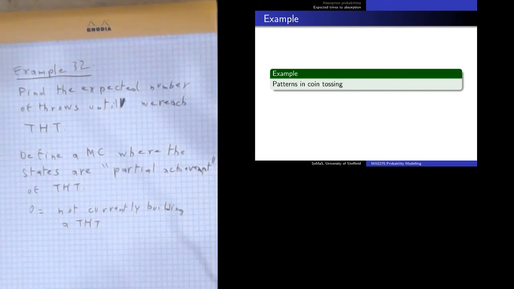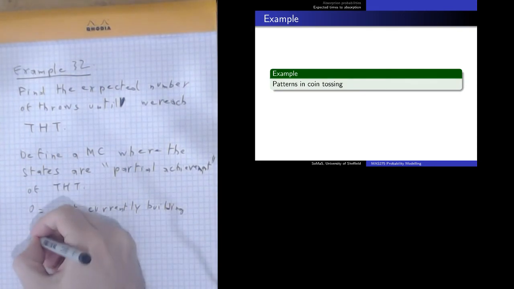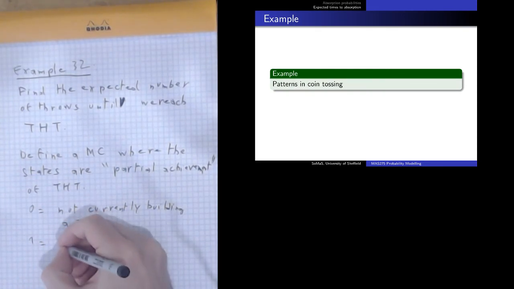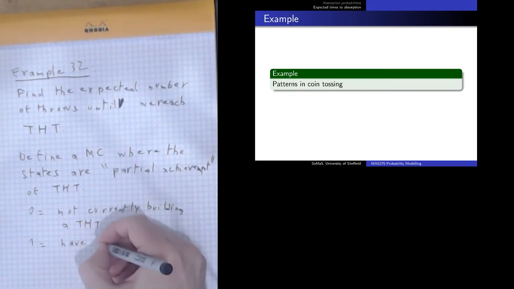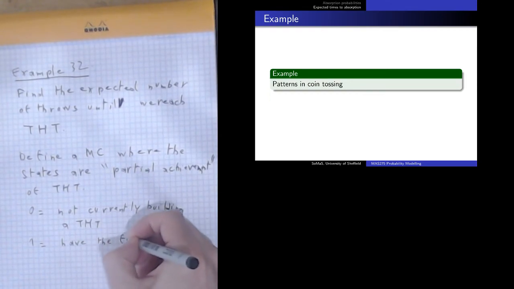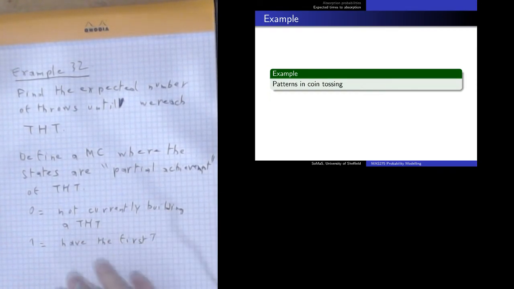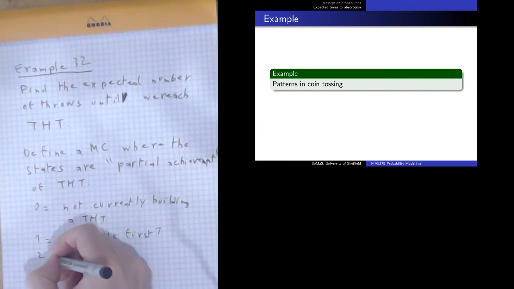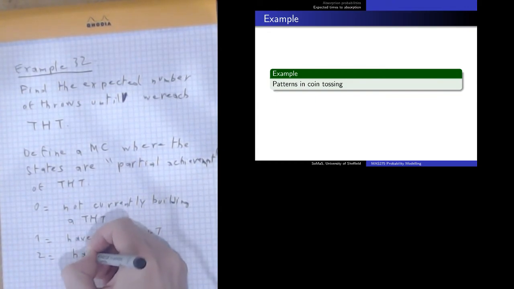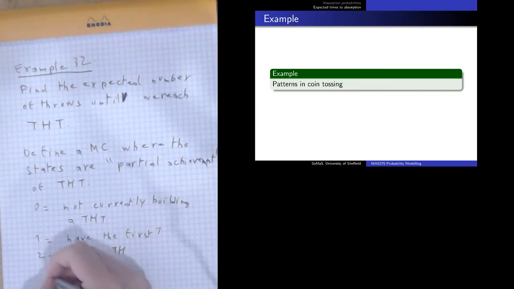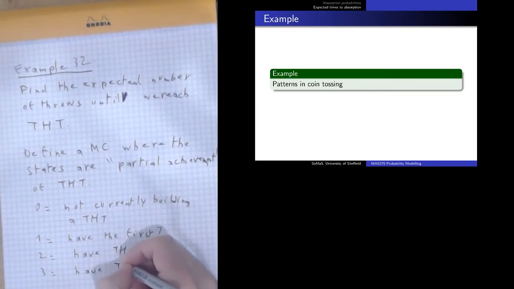So for example, right at the beginning we're at state 0, or if you've thrown 2 H's in a row, then you're at state 0. State 1 is have the first T. State 2 is have TH. And state 3 is you're done, you have THT. Congratulations.